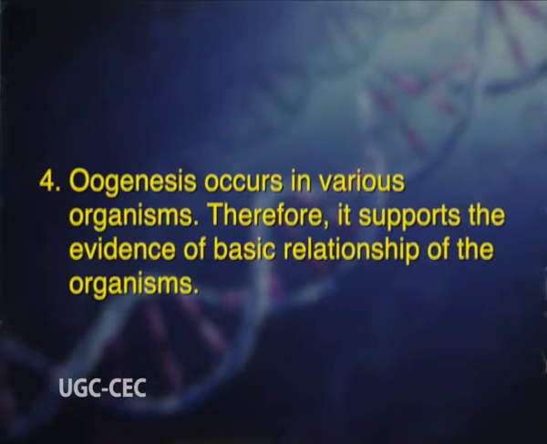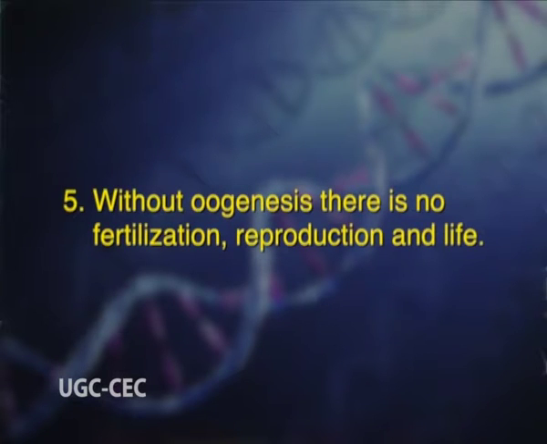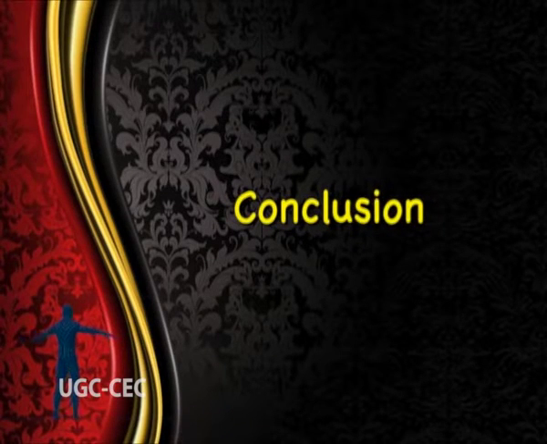Oogenesis occurs in various organisms. Therefore, it supports the evidence of a basic relationship of the organisms. Without oogenesis, there is no fertilization, reproduction and life.